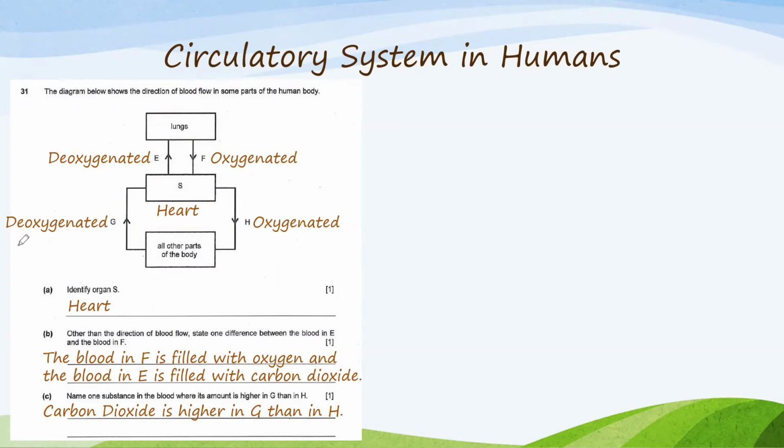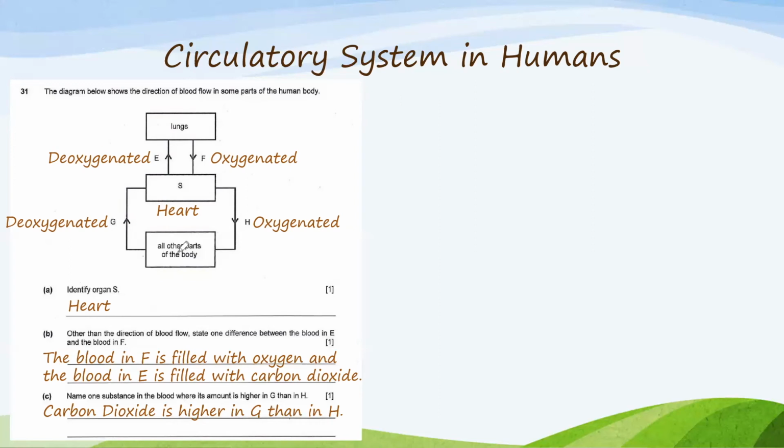So this deoxygenated blood leaves the other parts of the body and goes back to the heart. Then the heart will pump the deoxygenated blood, the blood that has a higher content of carbon dioxide, back to the lungs. Why does it pump it back to the lungs? So that it can be removed from the body. Once it goes to the lungs, the respiratory system is involved in removing the carbon dioxide from the body when we exhale.